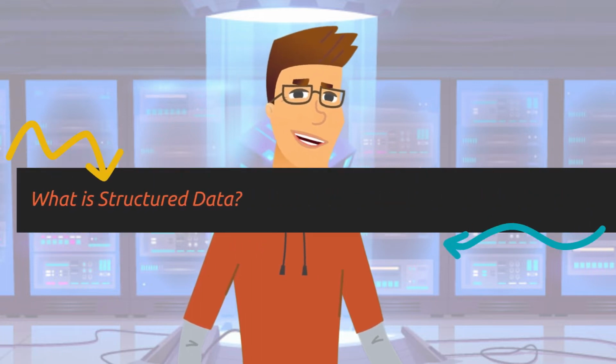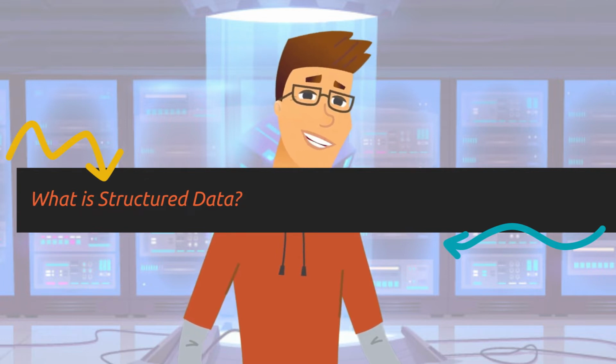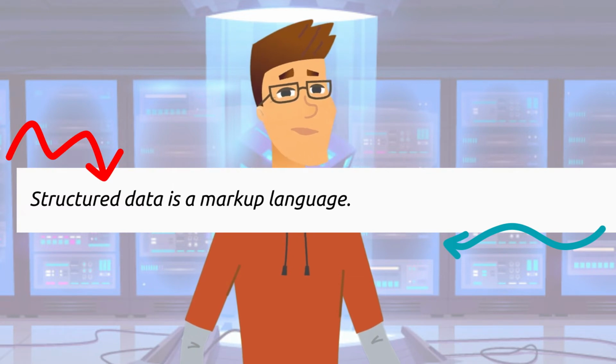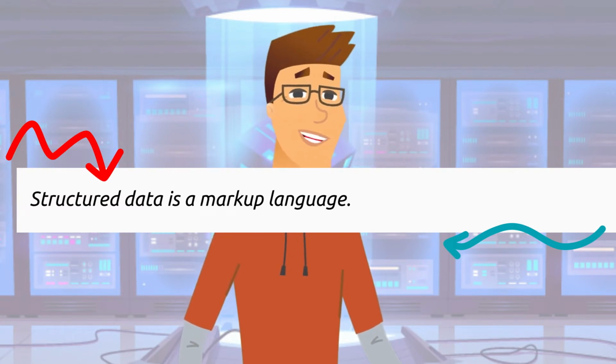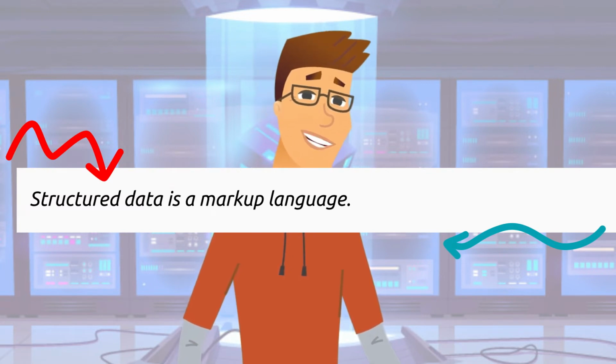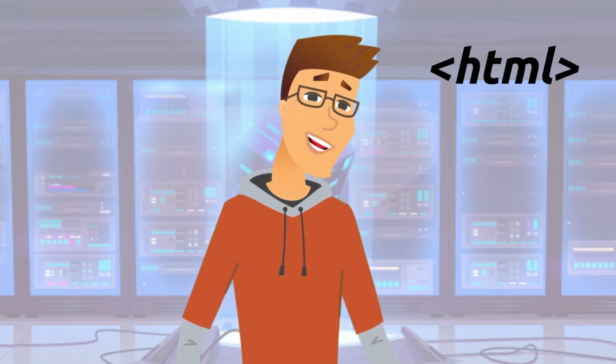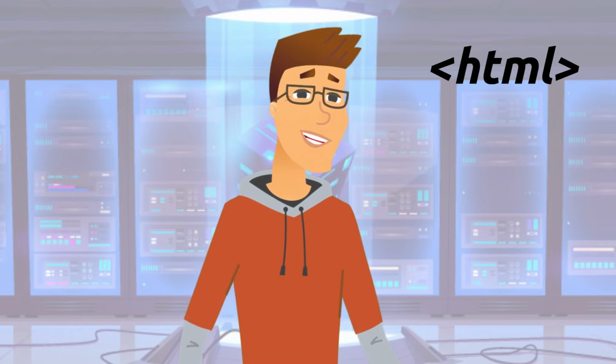What is structured data? A standardized format for providing information about a page and classifying the page content. Structured data is a markup language. A markup language is computer code that can be written, read, and understood by humans. HTML is an example of a common markup language that most marketers have at least some familiarity with.